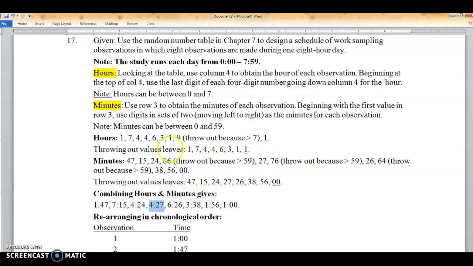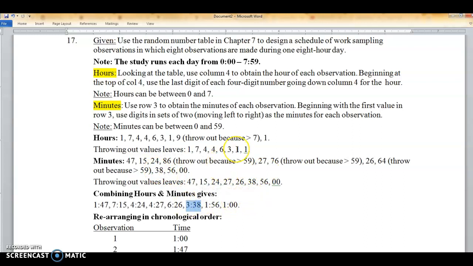The next observation was 6 hours, and we had thrown out the 76, so we went to the 26, so 6 hours and 26 minutes. The next observation was 3 hours, right over here, and again we threw out the 64, so we went to 38, so 3 hours and 38 minutes.